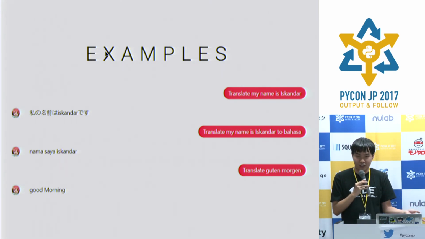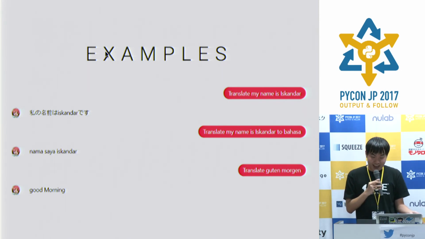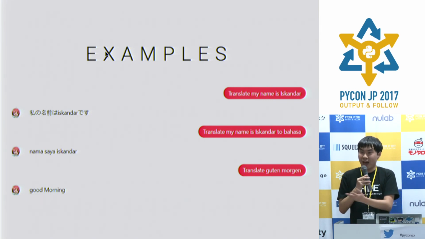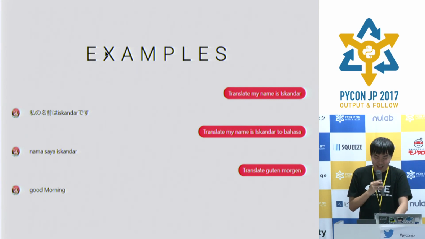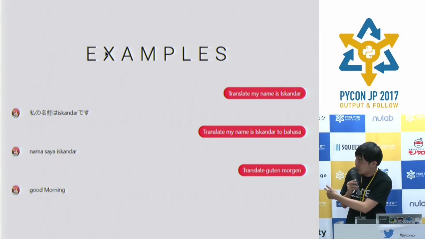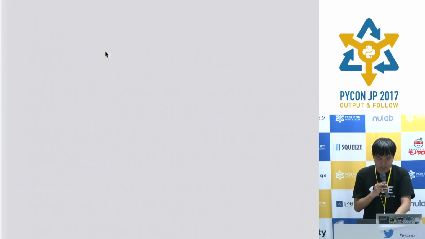It will return the Japanese form, watashi no namae wa Iskandar desu. Or I could specify I want to translate "my name is Iskandar" to bahasa. It will give the translation, nama saya Iskandar. And by default, if it cannot detect whether it's Indonesian, English, or Japanese, it will give the translation in English, something like that.